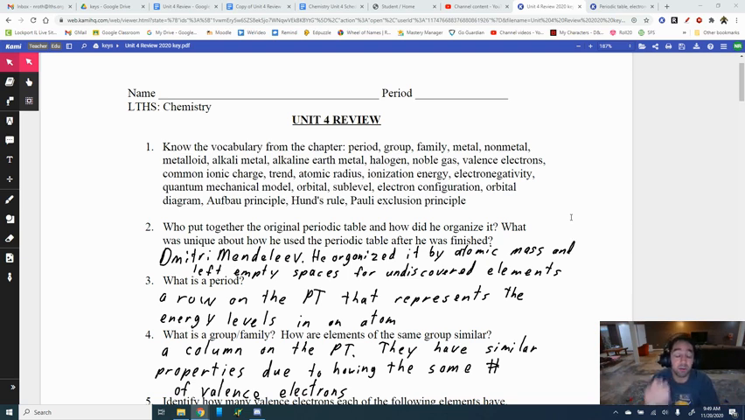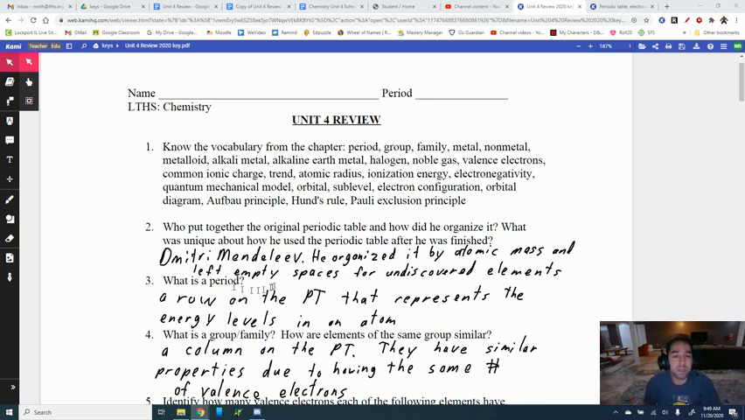So those empty spaces that he left kind of paved the way for other scientists to discover these yet undiscovered elements, because they kind of knew what the properties of that undiscovered element should be. So it made it easier to discover.